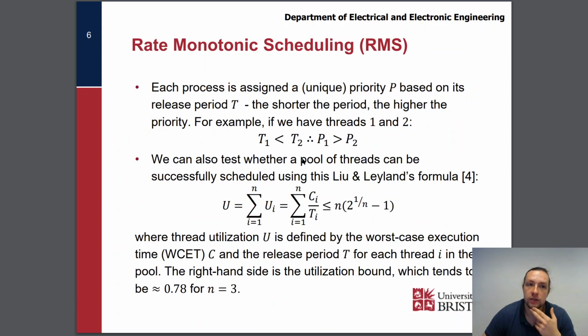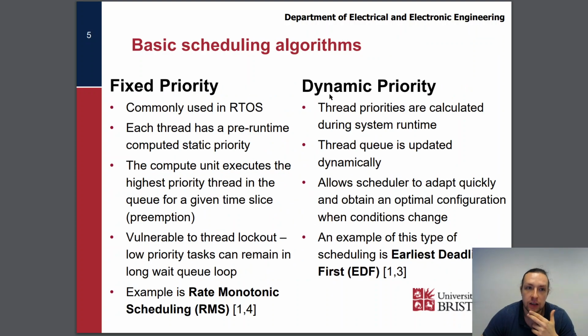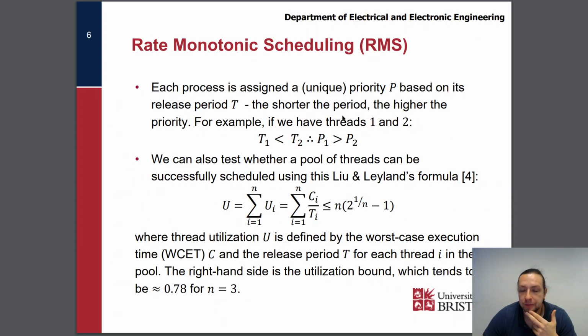Okay, so first, let's look at the rate monotonic scheduling, right? So this is the fixed priority scheduling example. So in the RMS scheduling, each process is assigned a unique priority P based on its release period, right? So that's the period of the thread. And the shorter the period, the higher the priority. For example, we have threads 1 and 2. So if thread 1 occurs more often than thread 2, then it has higher priority.